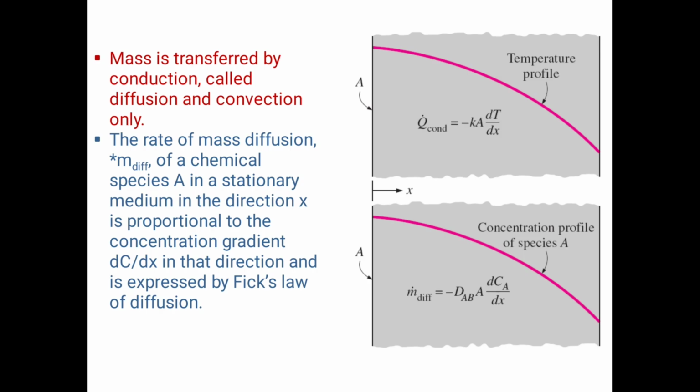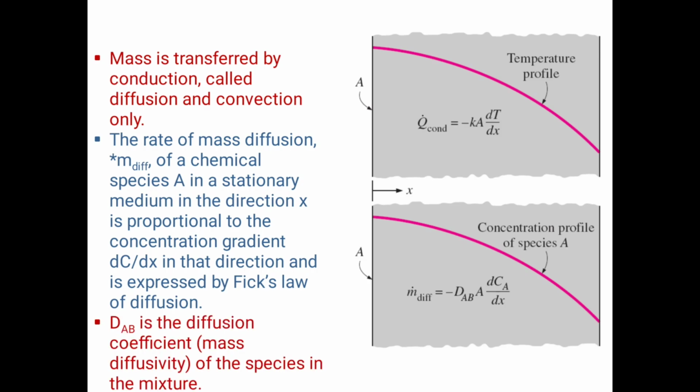Here, mass is transferred by conduction, called diffusion, and by convection. The rate of mass diffusion of a chemical species A in a stationary medium in the direction of the x-axis is proportional to the concentration gradient, that is ∂C/∂x, in that direction and is expressed by Fick's law of diffusion. D_AB is the diffusion coefficient, that is, the mass diffusivity of a species in the mixture.